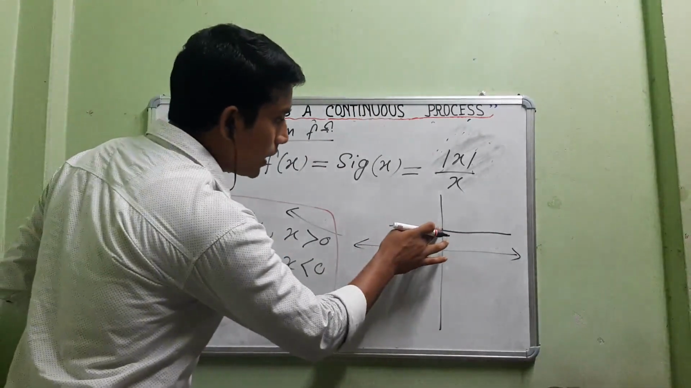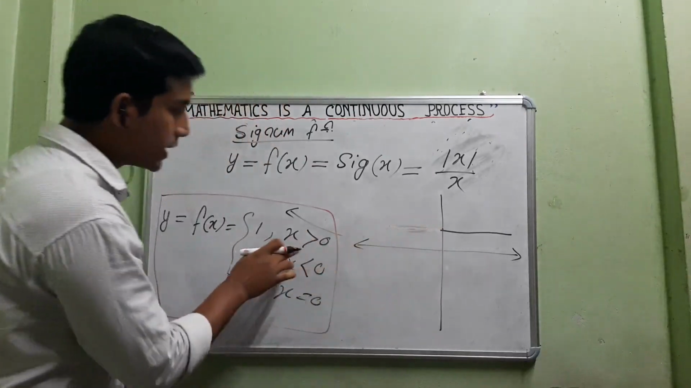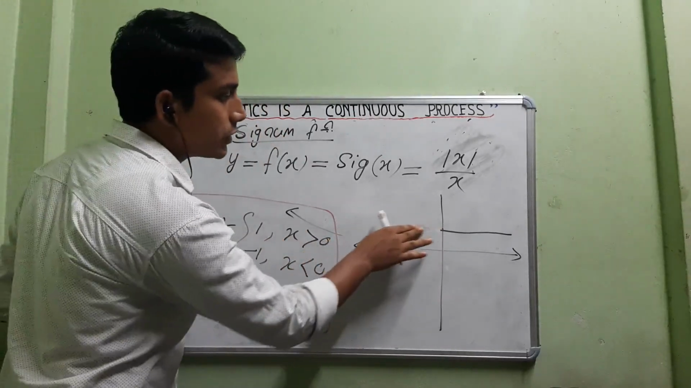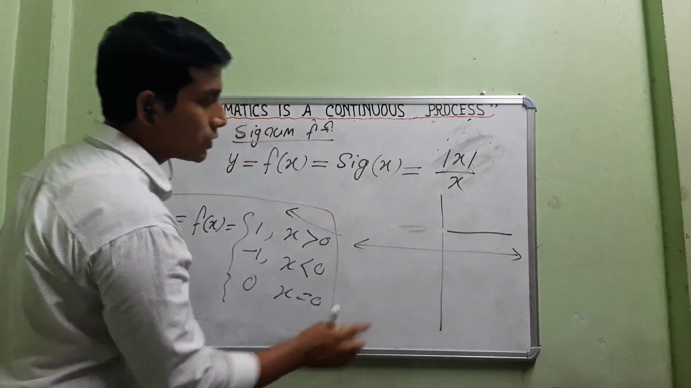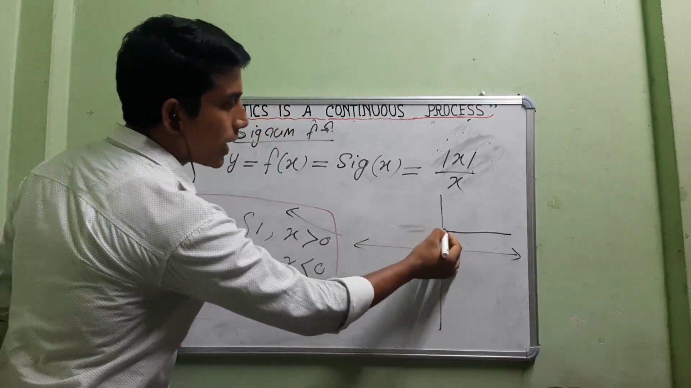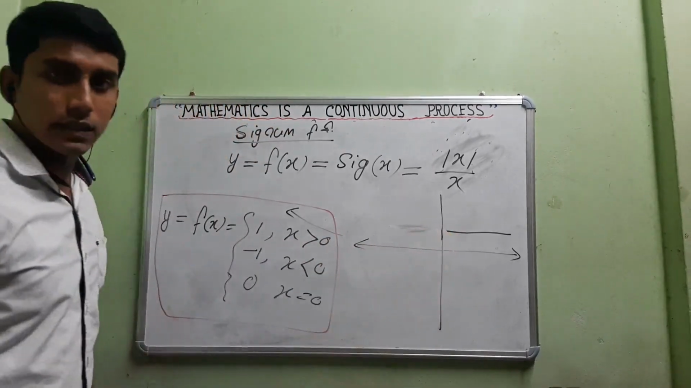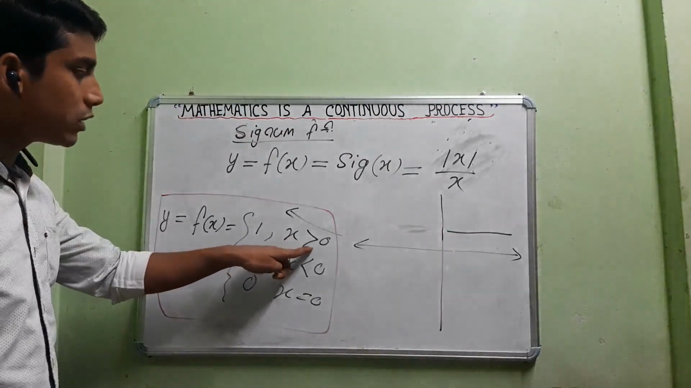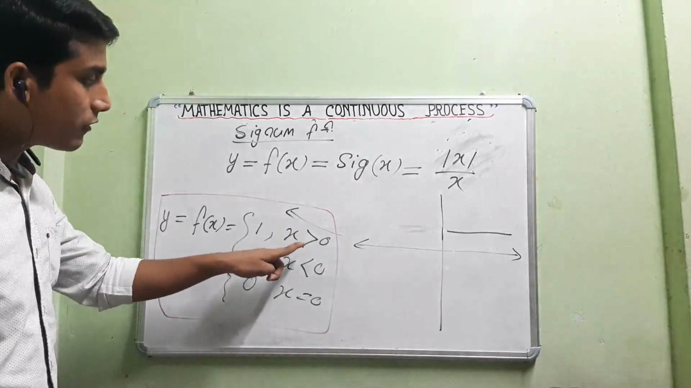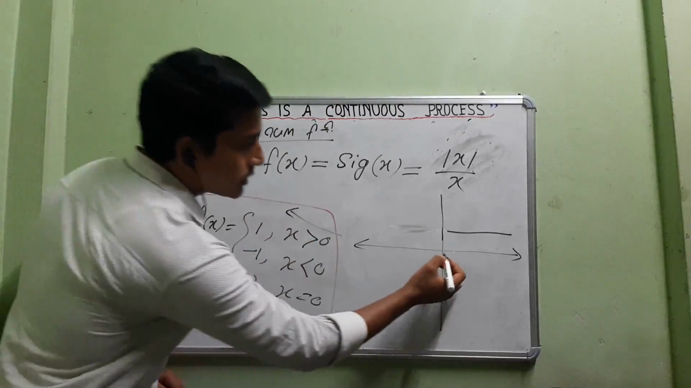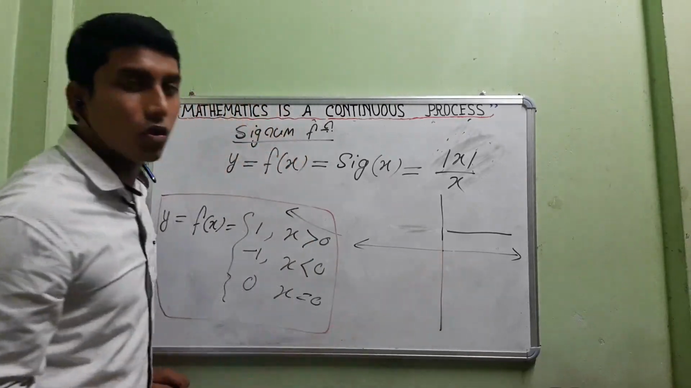But it will be only for x greater than 0, so on the negative side it will not be there. And at x equal to 0, this is the y-axis, where x is equal to 0. So for the values x greater than 0, at the value x equal to 0, we don't know yet what is there.